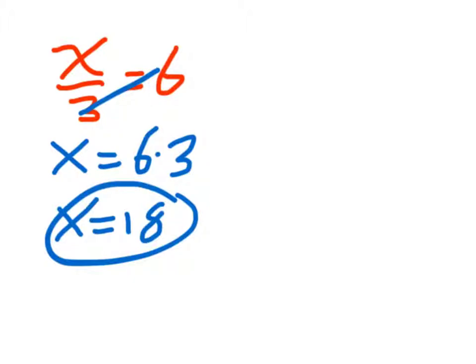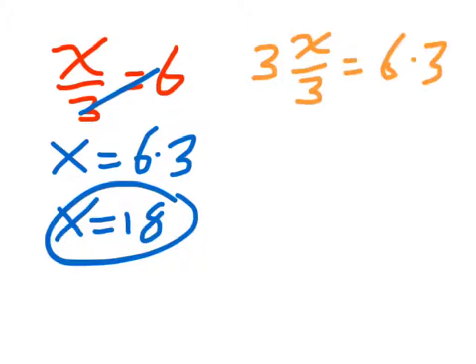Of course, the more sophisticated way to think about that is actually taking 3 times x over 3 equals 6 times 3, where I am actually multiplying both sides by 3 in order to get this side to cancel out so that I still have the same 6 times 3 I had over here. So it's the same thing, but it's just a slightly more advanced way of doing it.